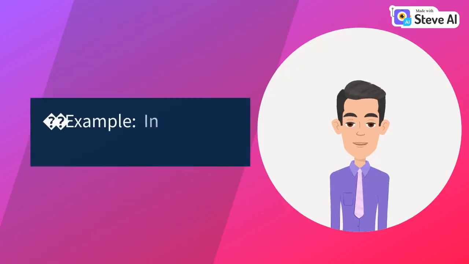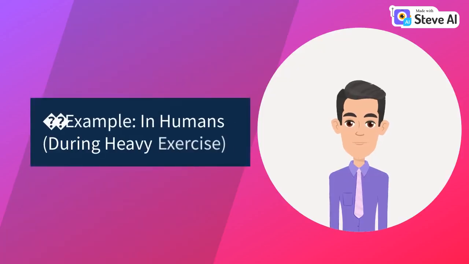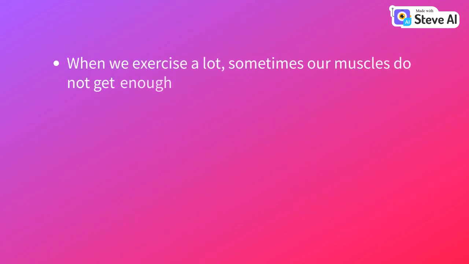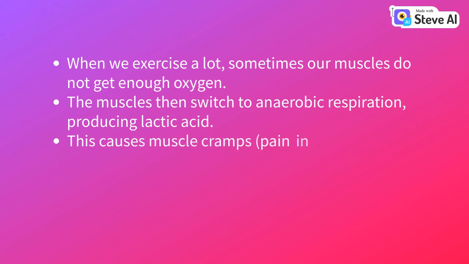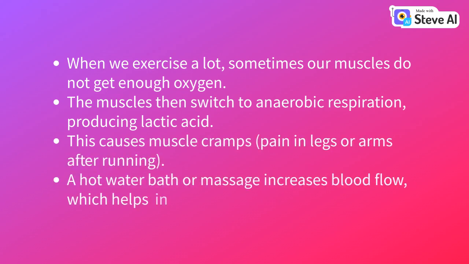Example, in humans, during heavy exercise. When we exercise a lot, sometimes our muscles do not get enough oxygen. The muscles then switch to anaerobic respiration, producing lactic acid. This causes muscle cramps, pain in legs or arms after running. A hot water bath or massage increases blood flow, which helps in removing the lactic acid.